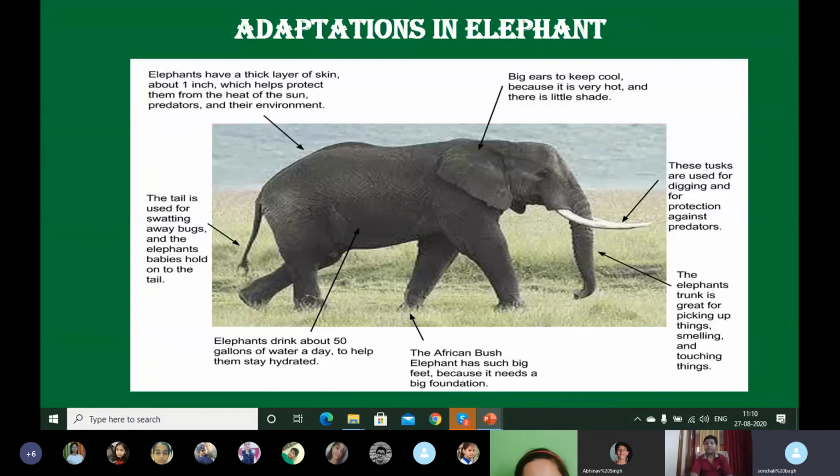Now you can see it doesn't have claws, so how does it hold its food? It has a long trunk which not only helps in touching things but also helps it to pick up things. Now, have you seen a cow moving its tail? It uses the tail as a fan to remove bugs and insects from its body. In the same manner, an elephant uses its tail to remove the bugs.